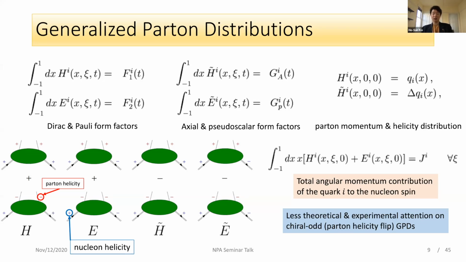Since the GPDs are the generalization of the form factor and parton distribution functions, they should reduce to the usual form factor and parton distribution in certain limits. For example, if you integrate GPD H over x, you get the Dirac form factor, and if you take the forward limit, you get the parton distribution functions. Another feature of the GPDs is that if you take the second moment of the sum of GPD H and E, you get the total angular momentum contribution of the quark to the nucleon spin.